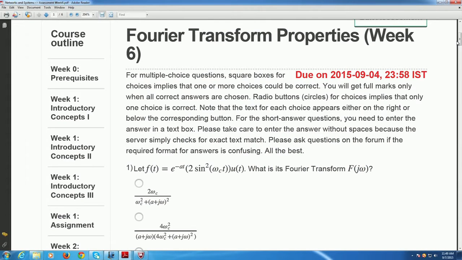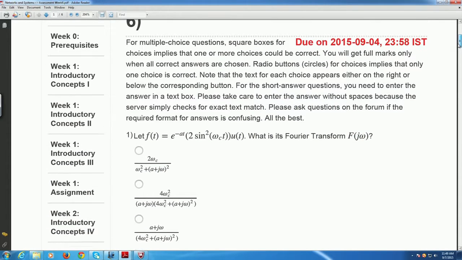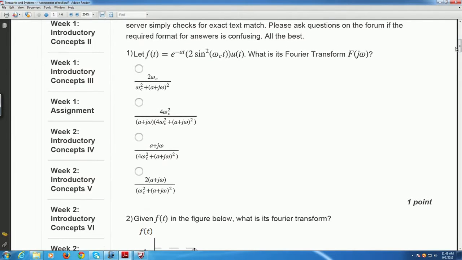Okay. So, here are the questions for week number 6. If you look at the first question, it gives you an f of t which is e power minus a t times 2 sin squared omega c t u of t, and asks you to find the Fourier transform for that.